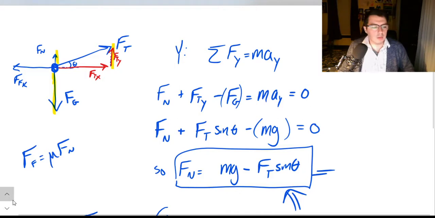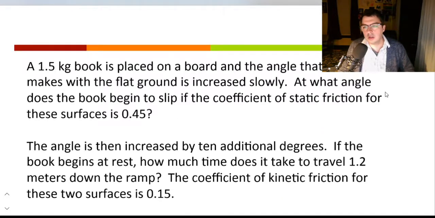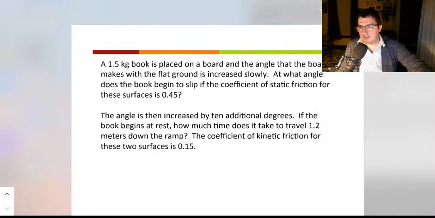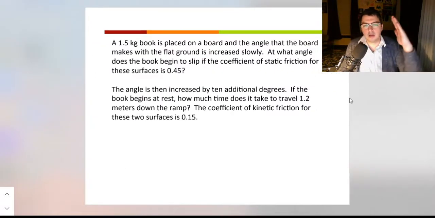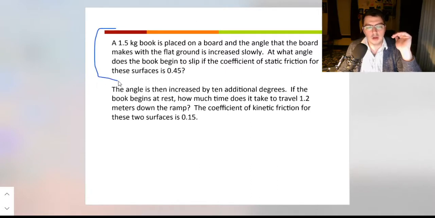The last thing I want to work with here is this problem that deals with putting a book on a board and then increasing the angle of the board until the book begins to slip. We want to find the angle where it slips. I want to show you what this problem is talking about. We're just going to work this first part here, and then in class we'll start with this as a refresher.